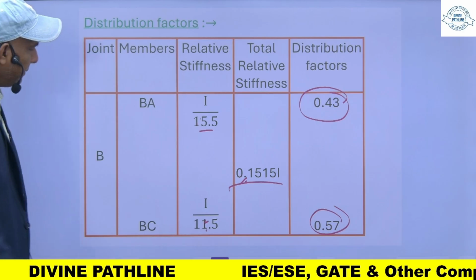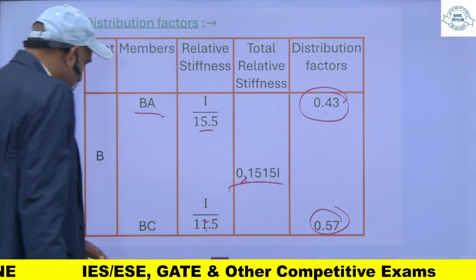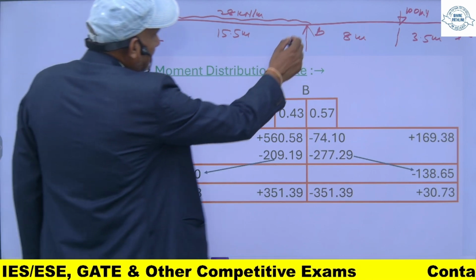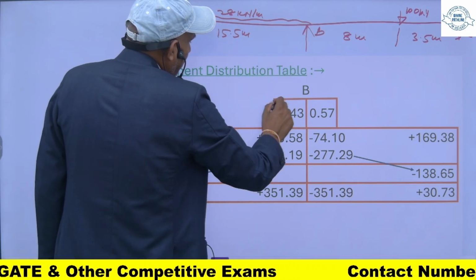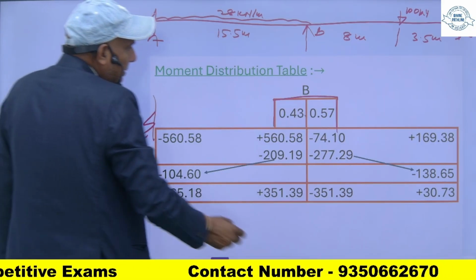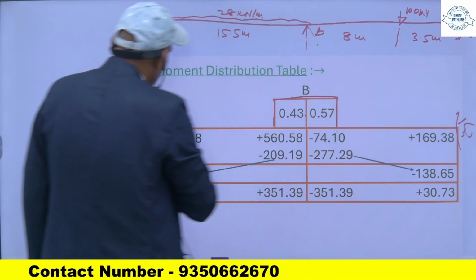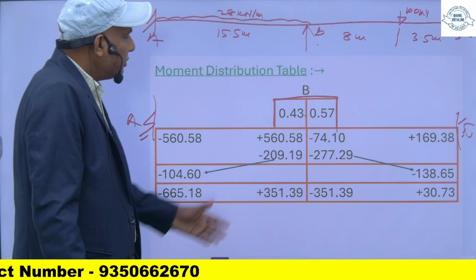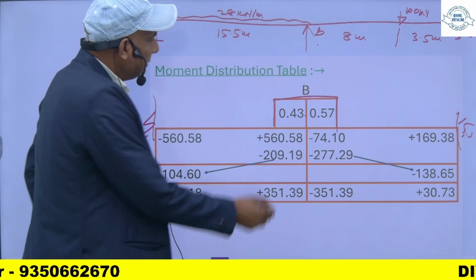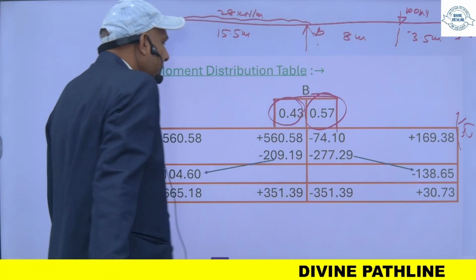And the distribution factor for BA is this one, and for BC is this one. You will plot it like this. At B, these are my distribution factors. For BA, this is... C, this is B, and this is A. So the distribution factor for BA is this one, and for BC, this one.